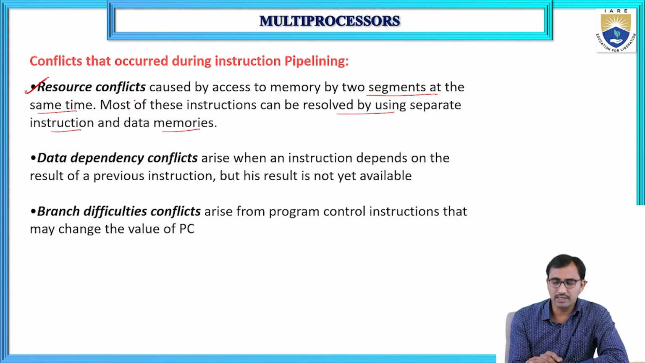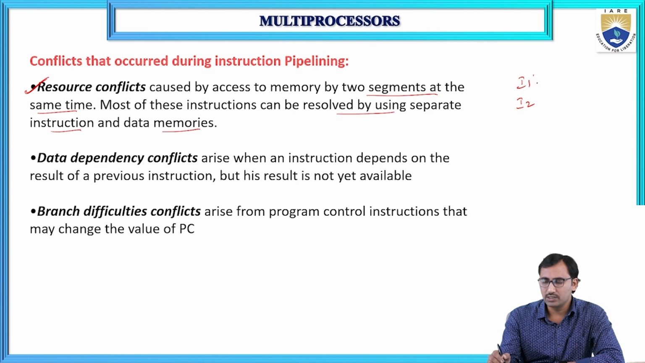Resource conflicts mean, suppose there are 2 instructions, I1 and I2. If the 2 instructions are trying to use the same resource, then this type of conflict will occur.